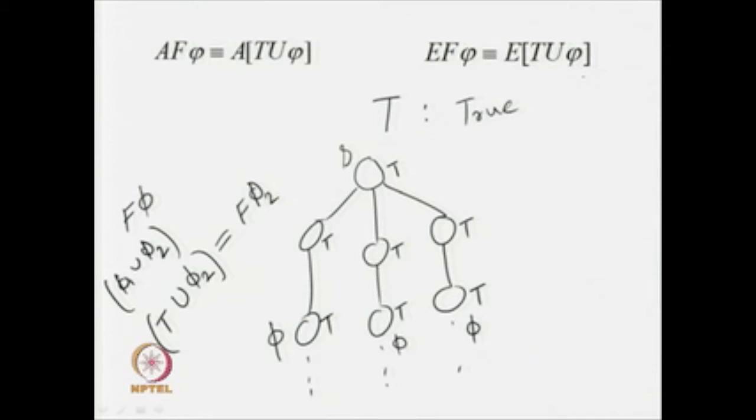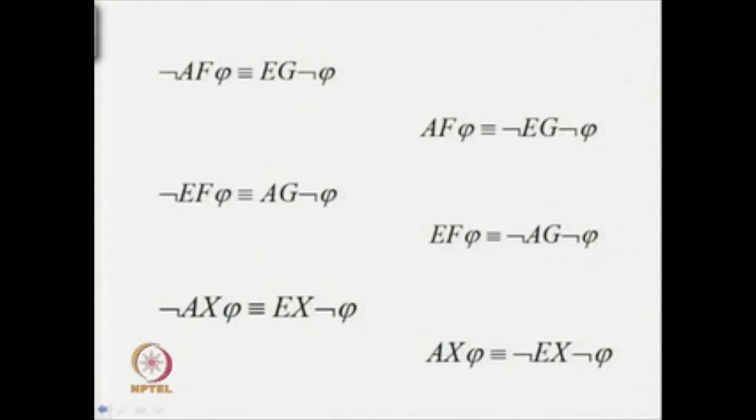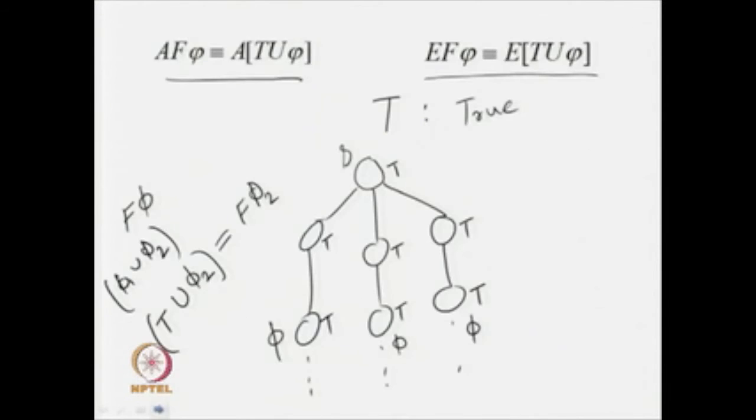Okay. So, we will consider these two as our equivalent formulas, and similarly A F phi will be equivalent to A true until phi. Okay. So, now you can say that the temporal operator F can be expressed with the help of the temporal operator until. So, these are another two equivalent formulas that we have. Already we have seen the equivalent formulas which are related to A F, E G and A X, E X, and now we are getting two equivalent formulas which are related to until and the future operator.